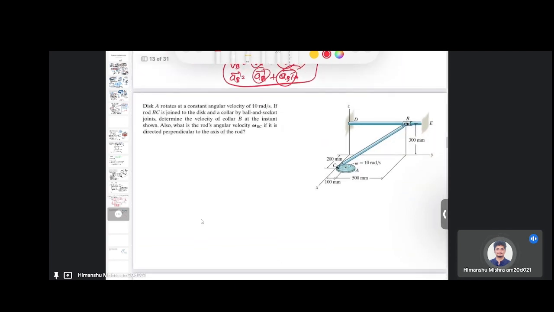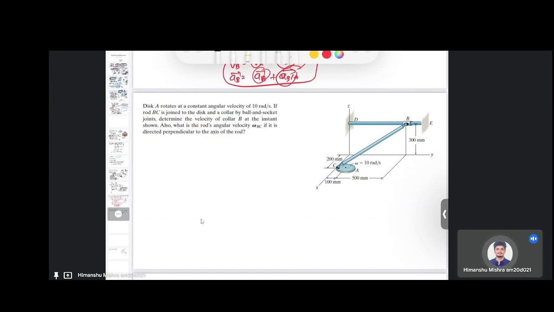So let's solve the problem here. The disk A rotates at a constant angular velocity of 10 rad per second. If rod BC is joined to the disk and a collar by ball and socket joints, determine the velocity of collar B at the instant shown. What is the rod's angular velocity omega BC if it is directed perpendicular to the axis of the rod?